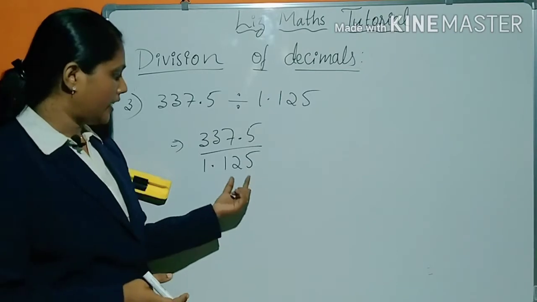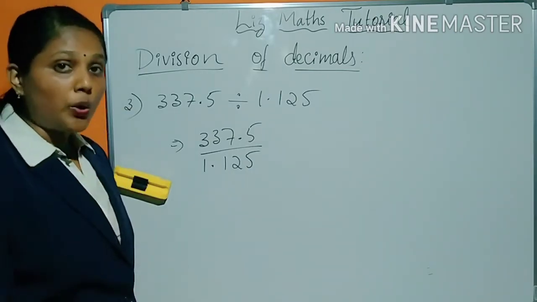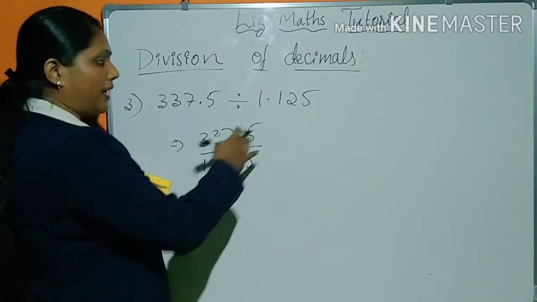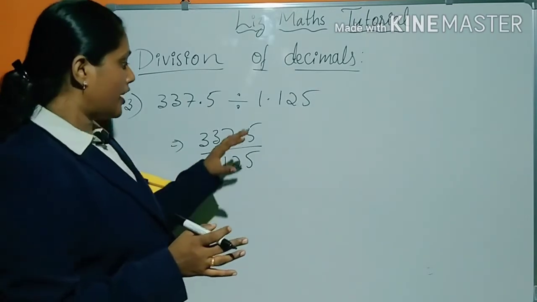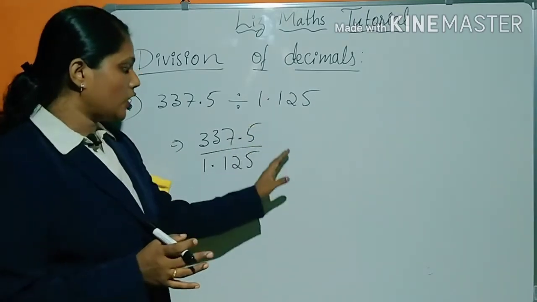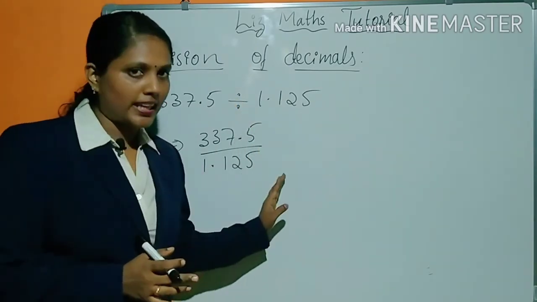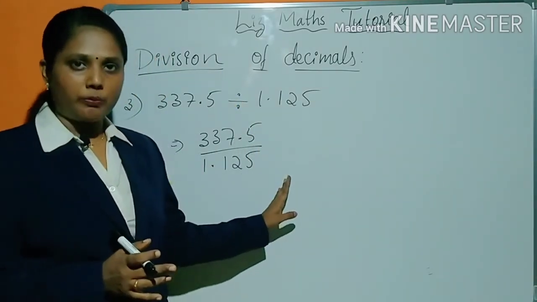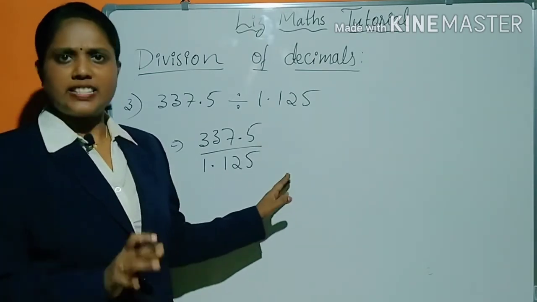What you have to do? Here you have 3 places, so you have to multiply with thousands. And here you have to multiply with 10. So you cannot make a difference here. If you are multiplying by 10, here also you have to multiply by 10. If you are multiplying by 100, you have to multiply the same number, 100, to the denominator. So you cannot change that.